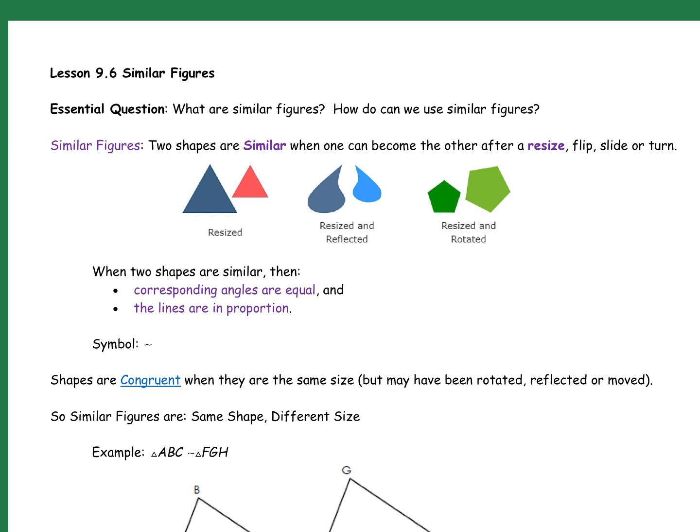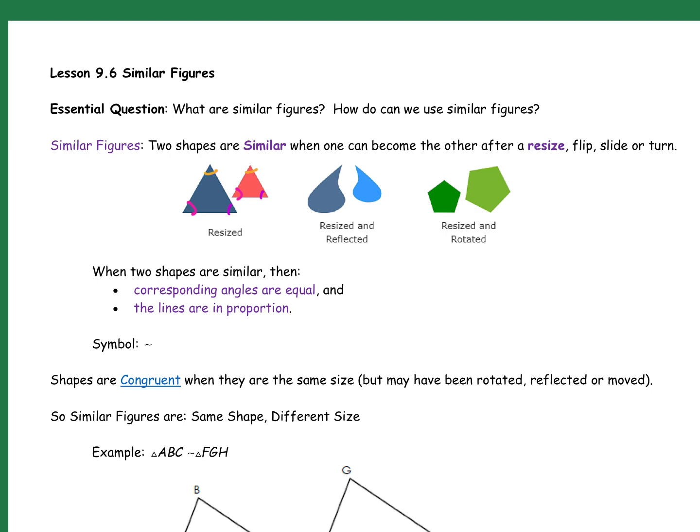So two shapes are similar. When two shapes are similar, wow, I can't even read. Corresponding angles are equal. So all these angles, let's see if I can get a color that will show up here. The angles here, this angle and this angle are equal. This angle and this angle are equal. And this angle and this angle are equal. Just like on the pentagon, the corresponding angles are all equal.